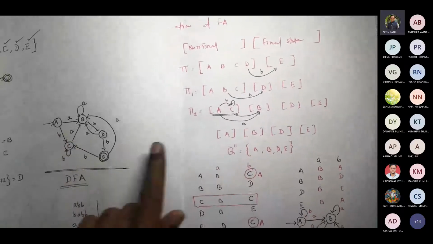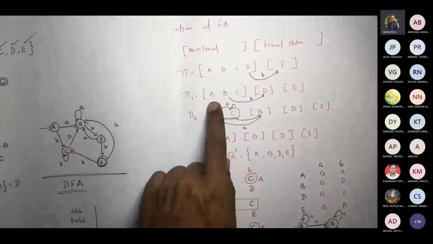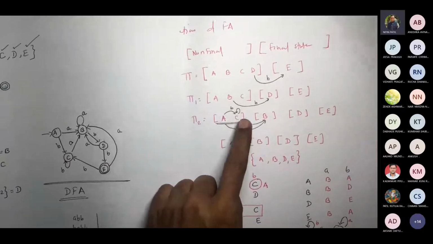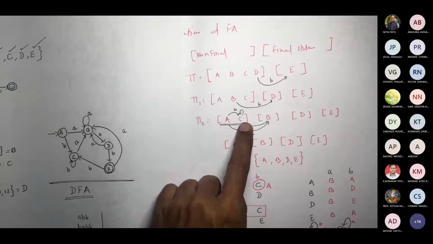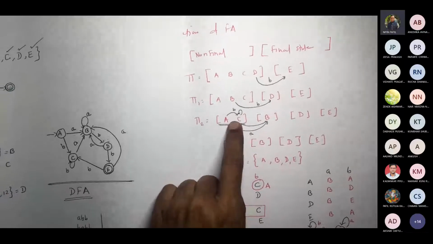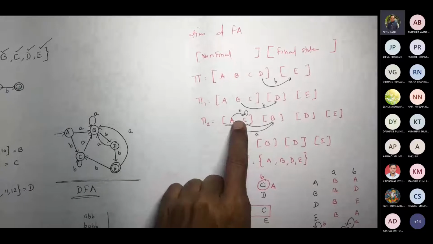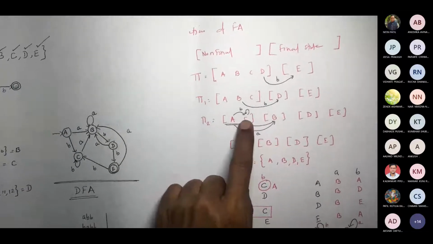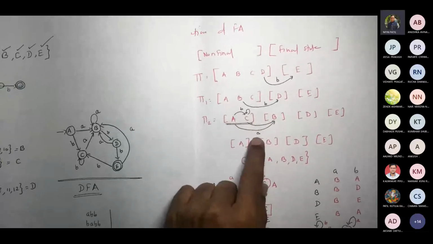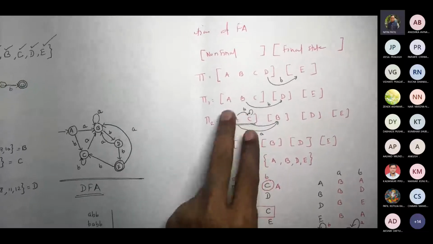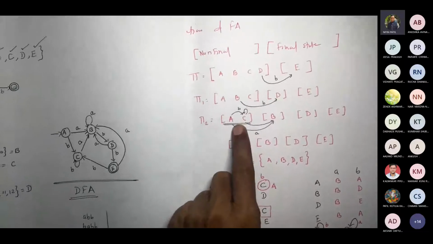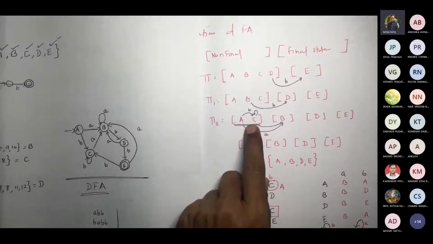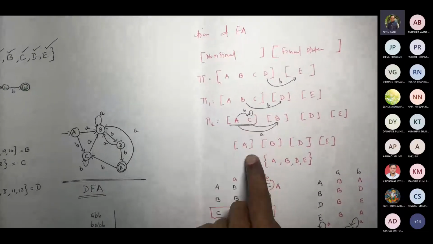Now we tried finding out from A, B, C. So we could find that from A and from C, whenever I give input B, it remains in the same group. Correct? Both the states, when one input is given, are going to a group which is the same for both the states. For the other input, again it is the same. Whenever you see this situation, don't divide this again. Keep it as it is.